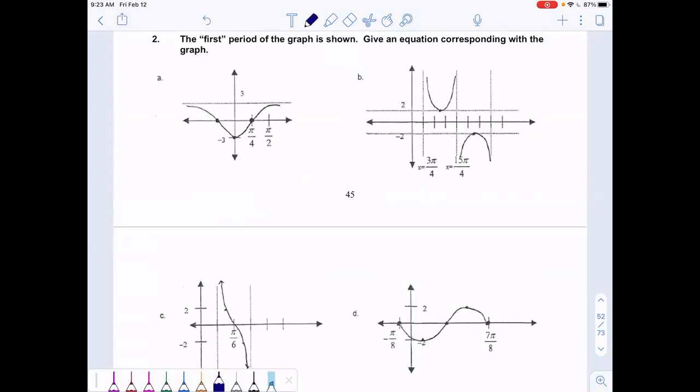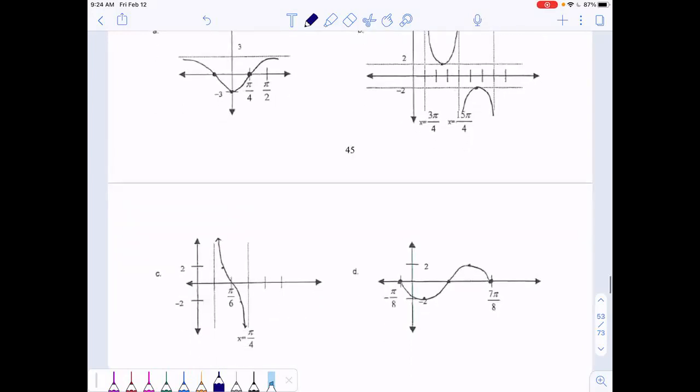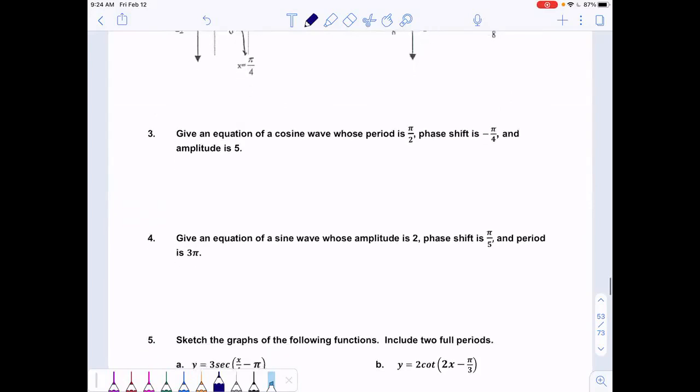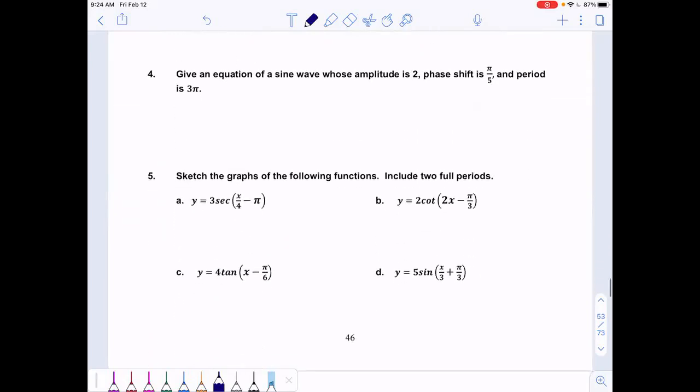Letter B is probably secant or cosecant because it has those parabola things. So draw in the other graph so that you can see that other function. Letter C looks like tangent or cotangent, and then letter D looks like sine. So you're just writing one equation for those. And then there are a couple more that you're writing equations with, and then there are 4 questions to graph, just to review the graphing.